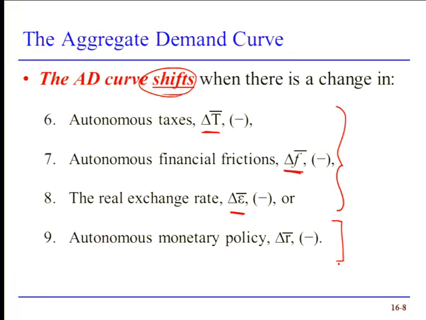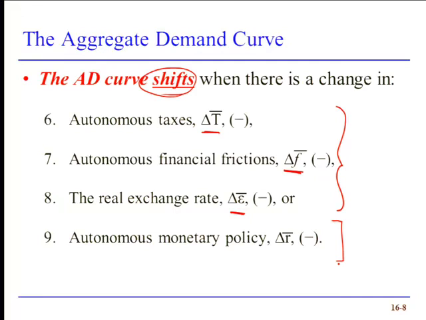An increase in the autonomous real interest rate will cause less borrowing, less spending, less economic output, a leftward shift in the aggregate demand curve. So again, it's important to keep these 9 variables in mind and what happens to the aggregate demand curve if they change. It will also be helpful to remember what happens to the IS curve or the MP curve, because as you know, we're using all 3 of those curves at the moment.